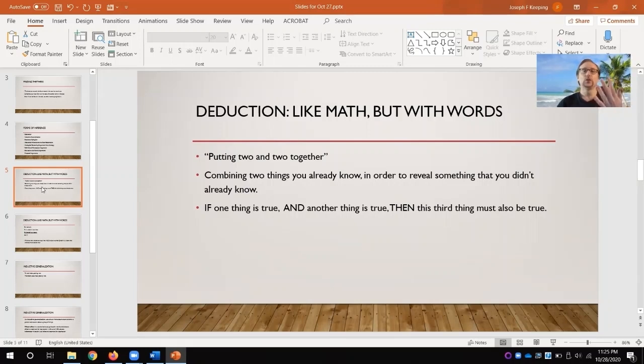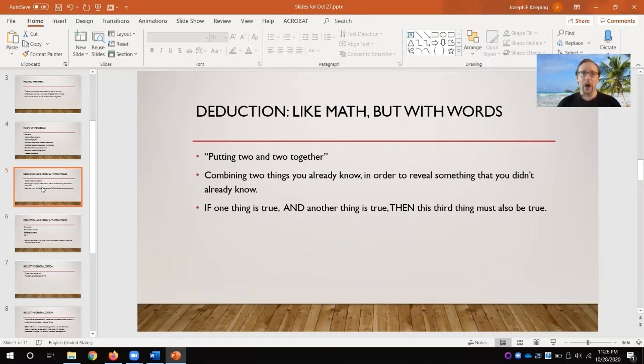Deductive reasoning works like this. If one thing is true and another thing is true, then this third thing must also be true. Generally, the first thing and the second thing will be things that you already know or that you already accept to be true. The third thing is something that you don't already accept to be true.